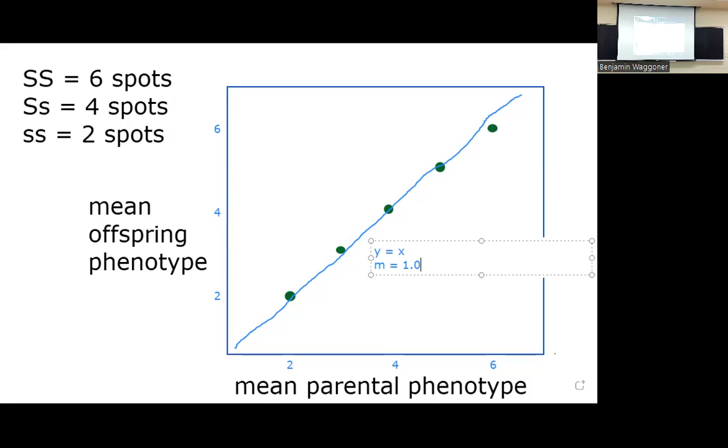Okay, are you with me there so far? Everybody see how I did that? The slope of that line is the measurement of additive genetic variance.